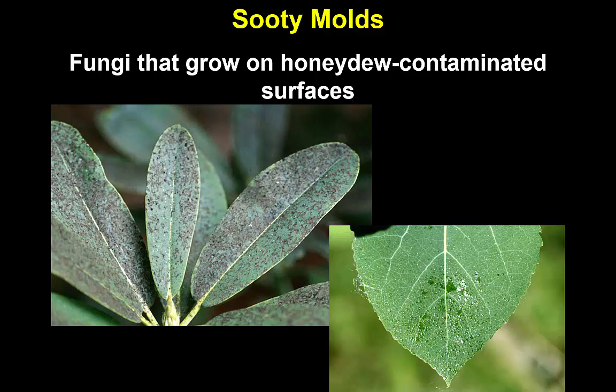But they may cause the surface to be discolored because of the gray growth of the fungus. They may interfere some with the photosynthesis on the plant surface and may degrade the quality if we're trying to market something that has honeydew, particularly honeydew with sooty mold on it.